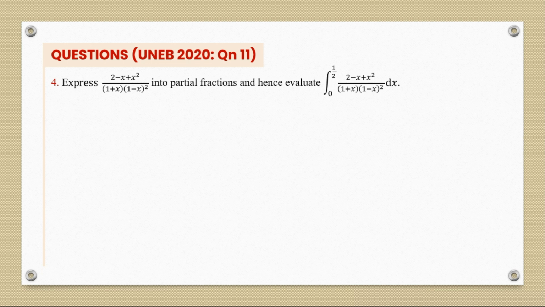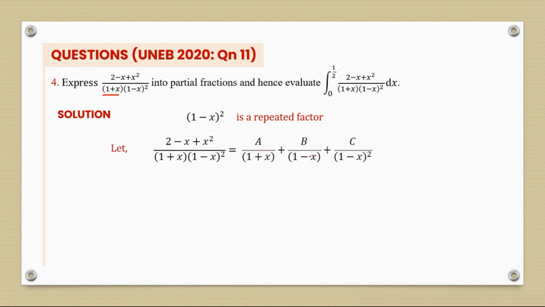So obviously we're going to first express this complex fraction into partial fractions. We can see that 1 minus x bracket squared is a repeated factor, and 1 plus x is a linear factor. So we let that value be equal to a over 1 plus x, because this is a linear factor. For the repeated factor, we have b over 1 minus x for the power 1, and then c over 1 minus x squared.